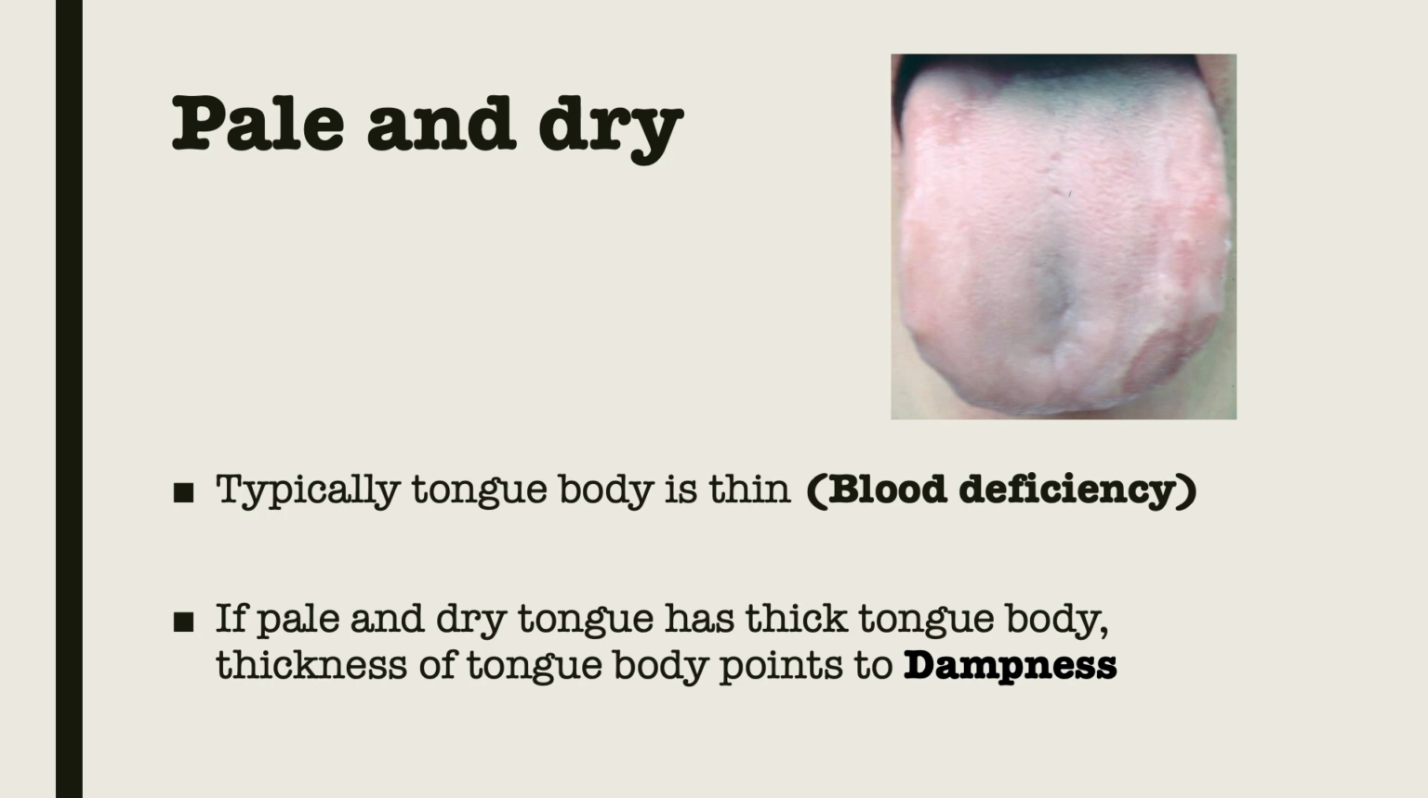Typically, the tongue body is thin. If a pale and dry tongue has a thick tongue body, the thickness of the tongue body points to dampness.